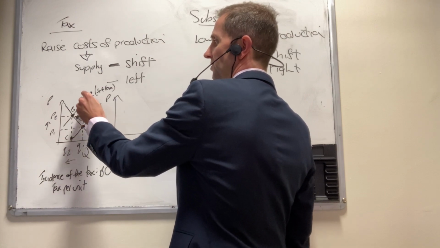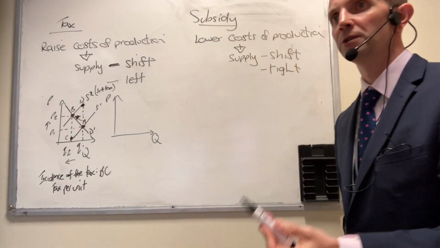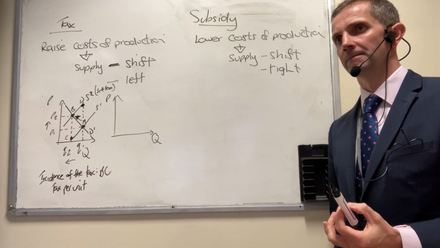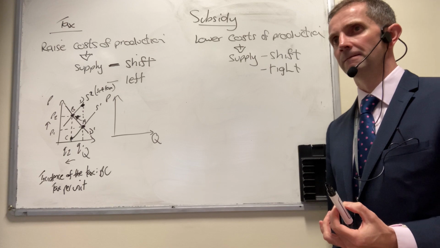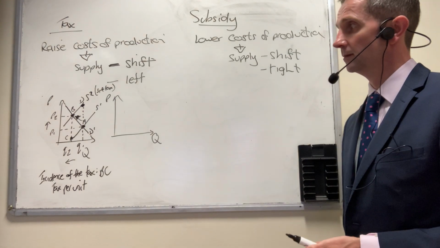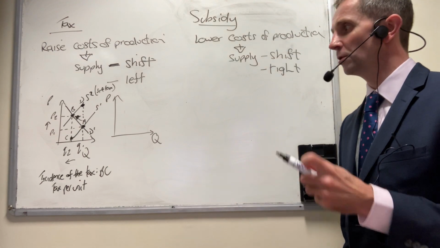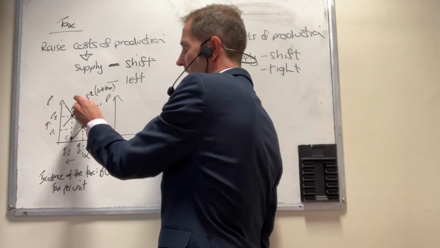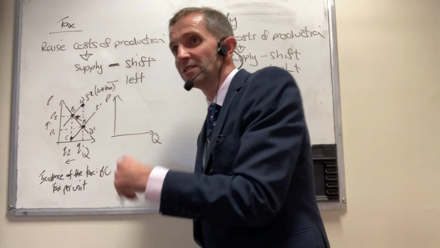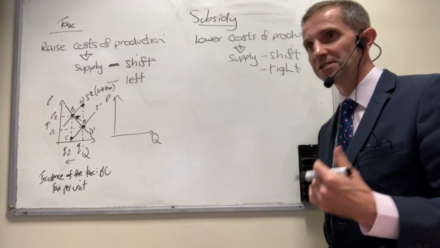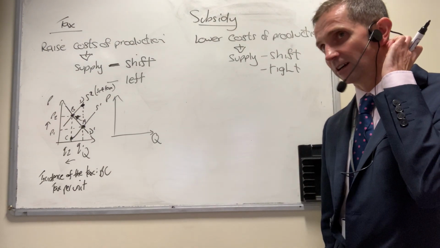AD is the size of the tax. Would that be okay to say that? Nathan, is that alright? AD is the size of the tax? Of course, absolutely. So BC, you could label it, or AD, as long as it's the vertical distance anywhere between the two, that's absolutely fine to say that is the incidence of the tax.